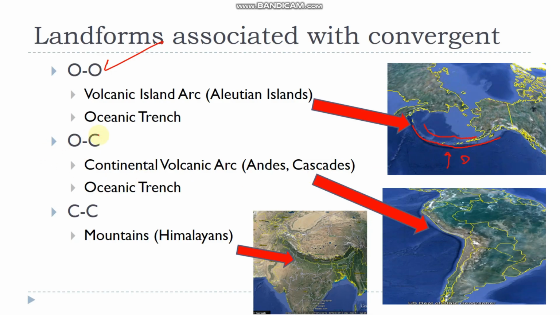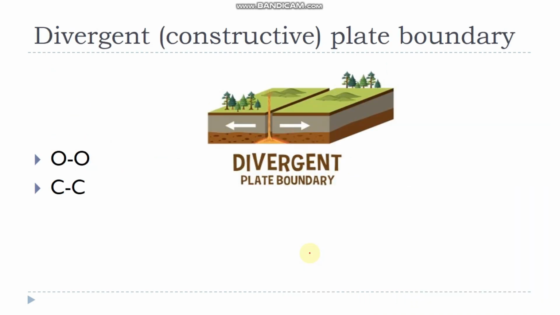An example of an O to C collision would be the Andes or the Cascades. Here are the Andes in South America. The ocean plate's moving this way. Here's the trench, and they're melting and rising up, forming blisters on the overriding continental plate. And a real life example of two continental plates, like I mentioned, would be the Himalayas, where no subduction is taking place. So this mountain range is non-volcanic.